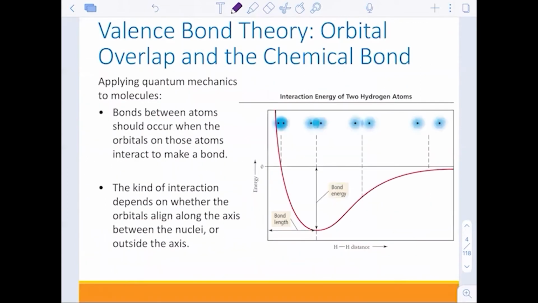So here's valence bond theory. It focuses its attention on what we call orbital overlap. I want us to think about a Venn diagram. If you've ever seen a Venn diagram, you know that it's two circles coming together and having an overlap. And there's the overlap, right?